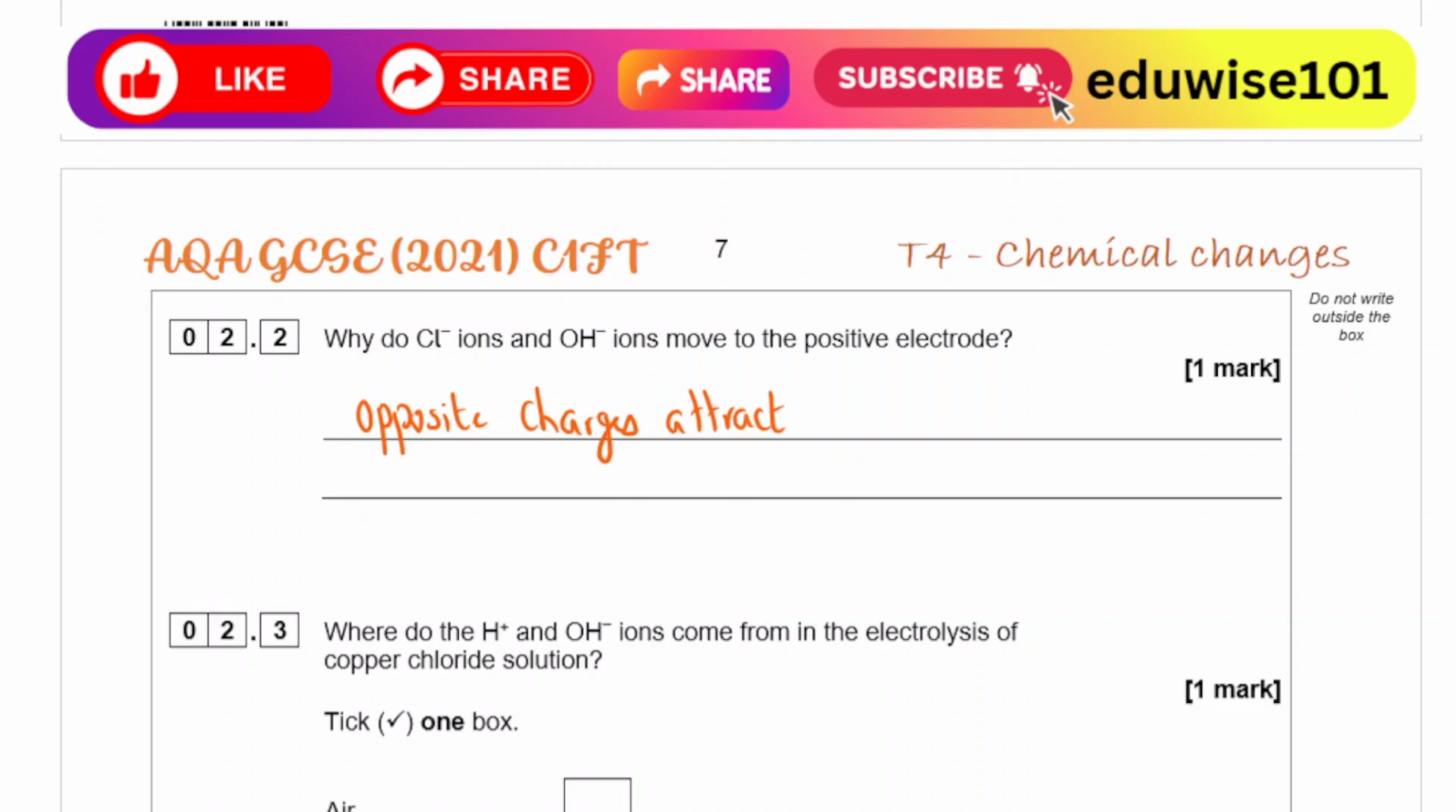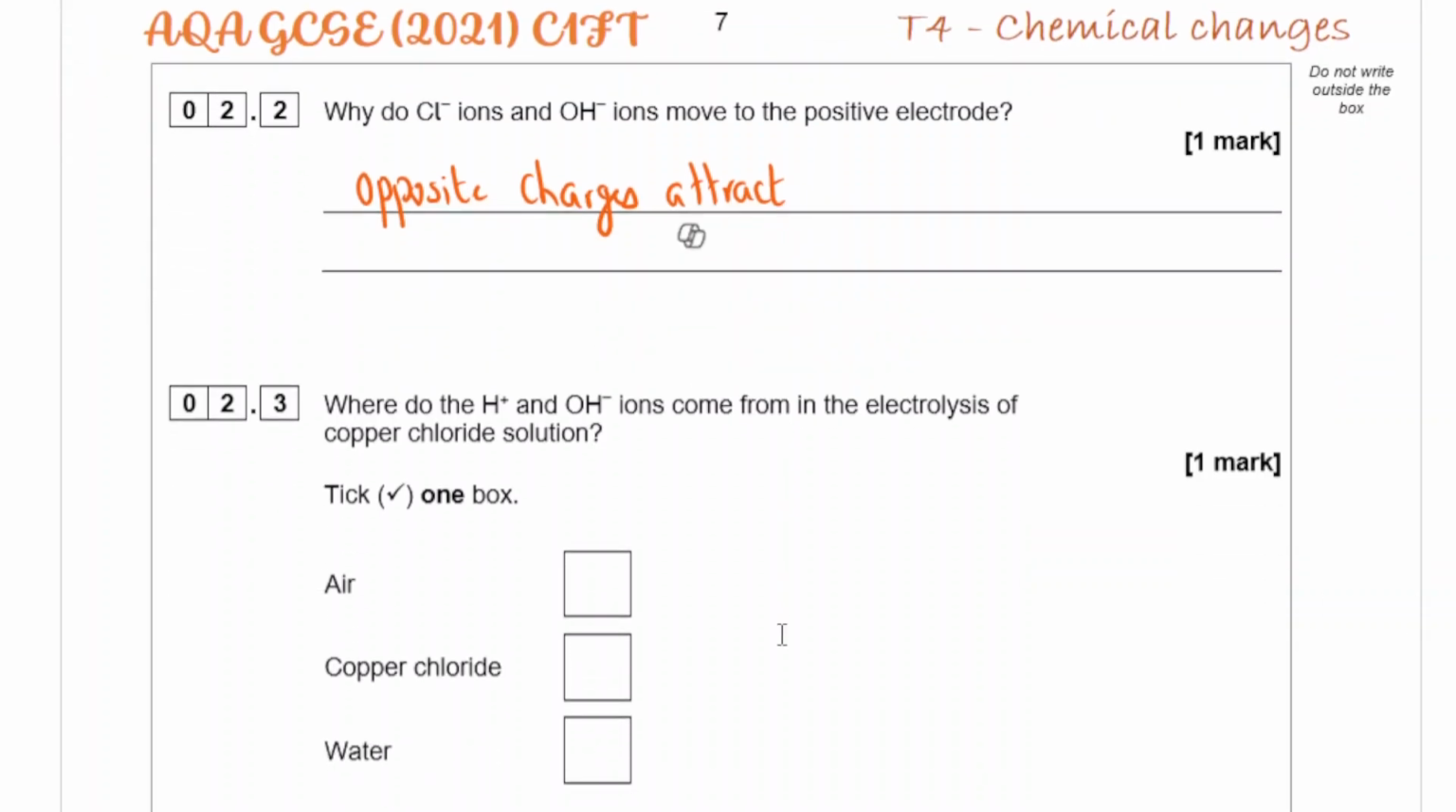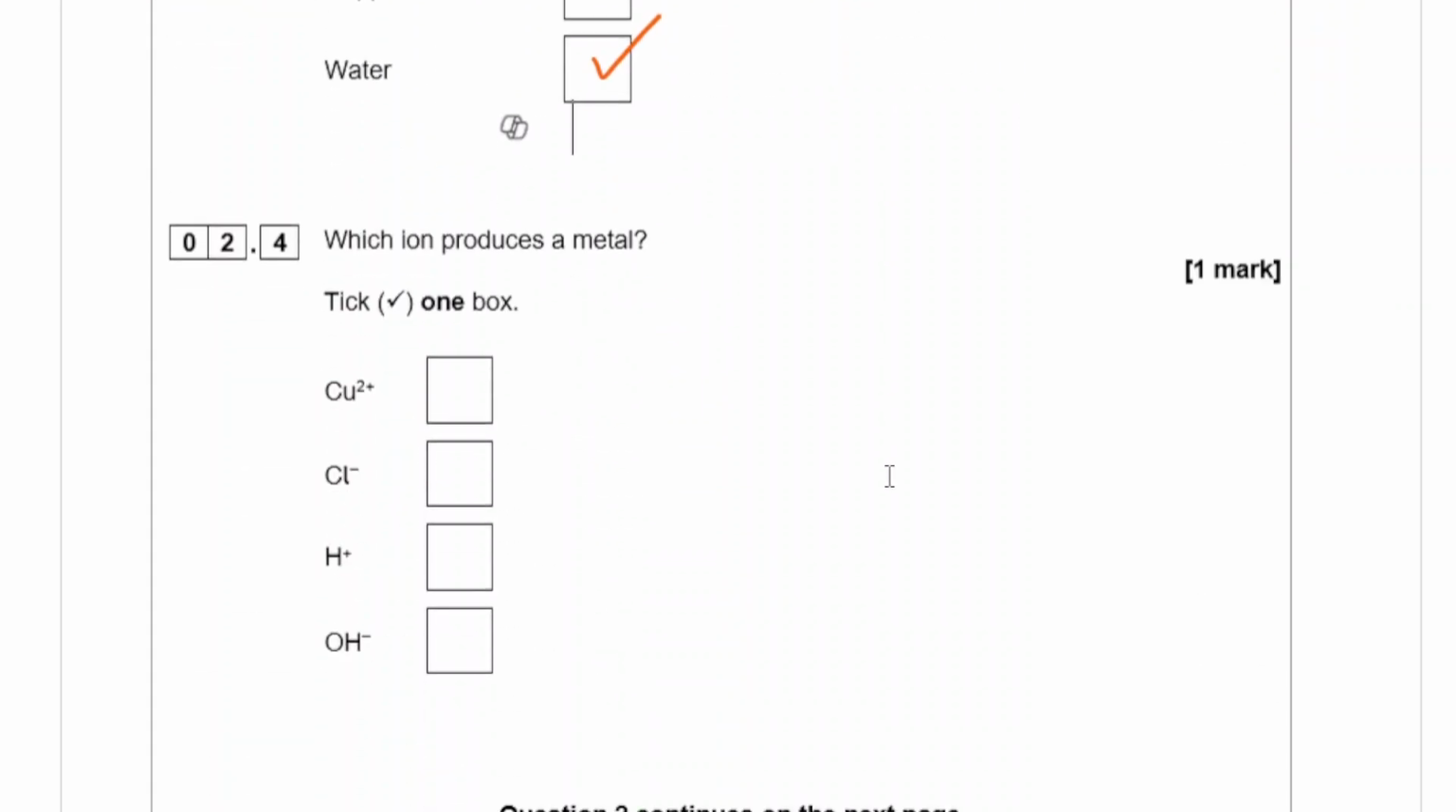Where do the H plus and OH minus ions come from in the electrolysis of copper chloride solution? That would be from the water. Which ion produces a metal? That would be the copper ion.